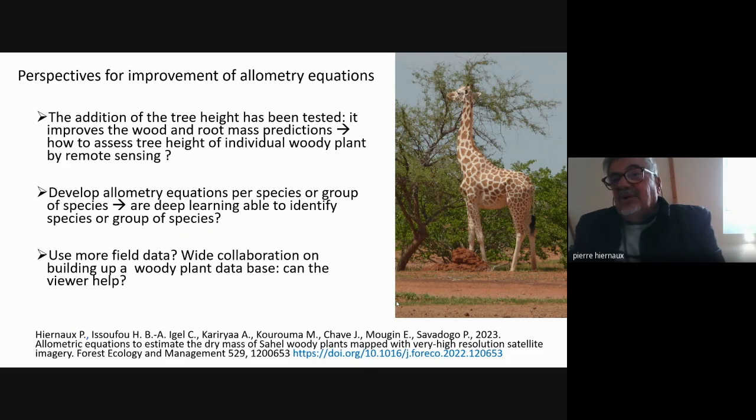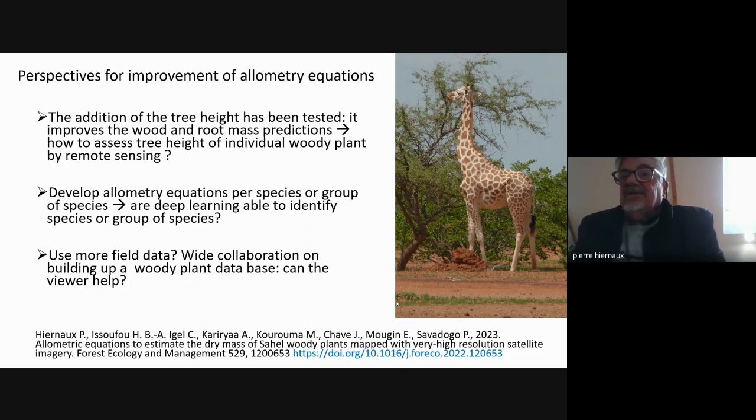I think there is progress done recently on that point, but not yet at the scale of the work done in this Nature paper. But probably soon we'll have this, and this will be a way to improve the allometry equation. The second way was to develop allometry equation per species, or at least for a group of species that are a bit alike in physiology, phenology. So again, the challenge is put on the remote sensing. Is deep learning able to identify a species or group of species?